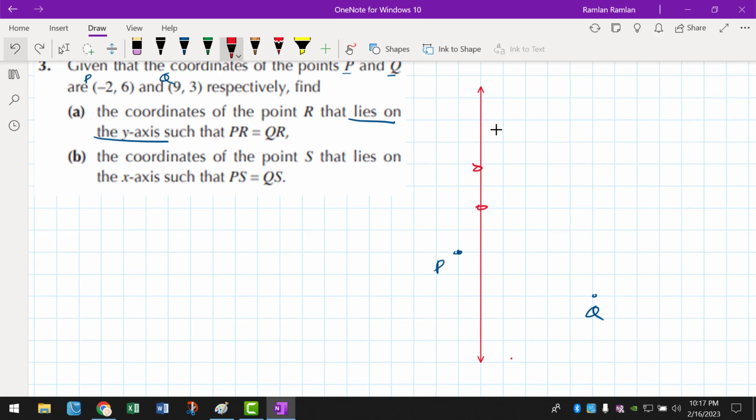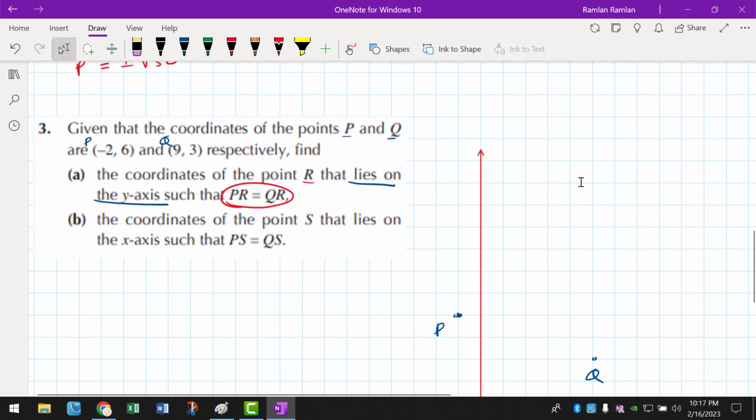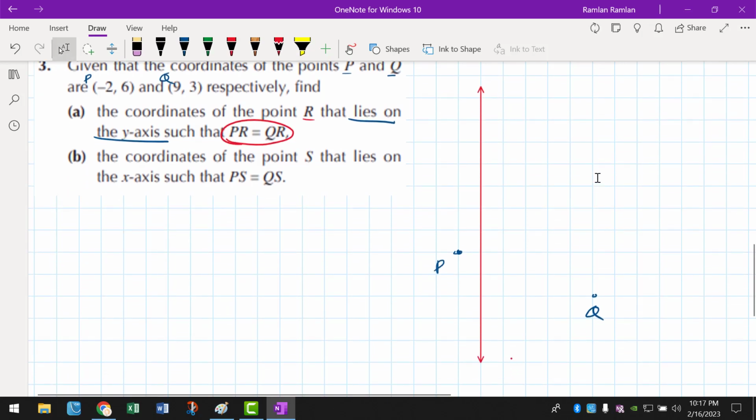Now, in here it says that point R lies on the y-axis, but PR equals QR. So it can be in two places. For example, if it's over here, if this is R, if you drag a line from P to R, and then a line from R to Q, they will have the exact same distance. Okay, so maybe my drawing is not good. We don't know R yet, but let's find it out. So we know that the coordinates of point P are -2, 6, and then we know that Q is 9, 3.